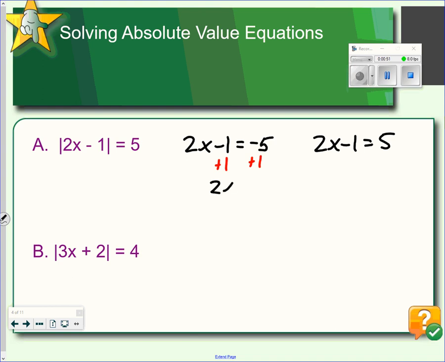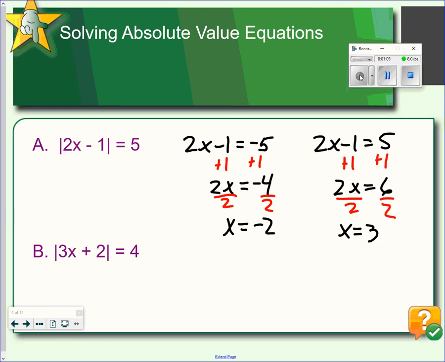So we add 1 on each side of the equation, and then we will divide by 2 on each side of the equation. And we get x equals negative 2, and that's the solution that's on the left side. Then we'll do the same thing for the right side. We'll add 1 and divide by 2. And we get our second solution, x equals 3.